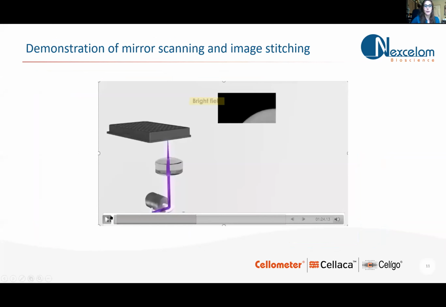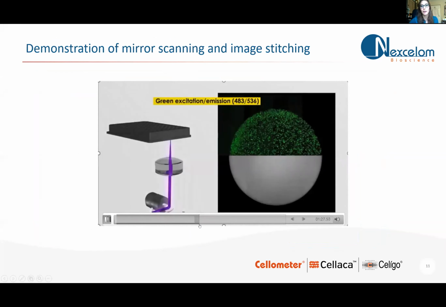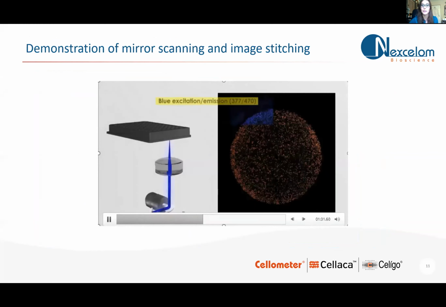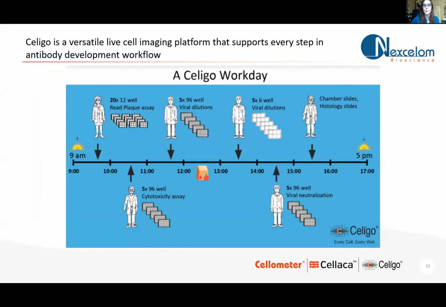So here is a very short video showing that stitching and scanning. So again, it will do this for every single well. For a 96-well plate, it moves a single position per well, and it will capture 16 images that it will auto stitch into a comprehensive whole well image.